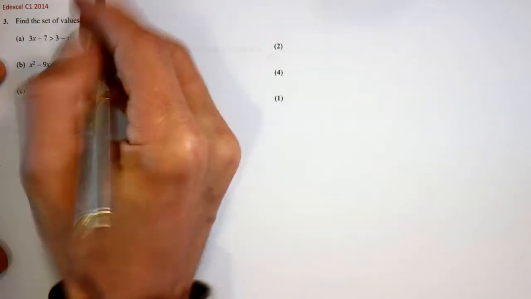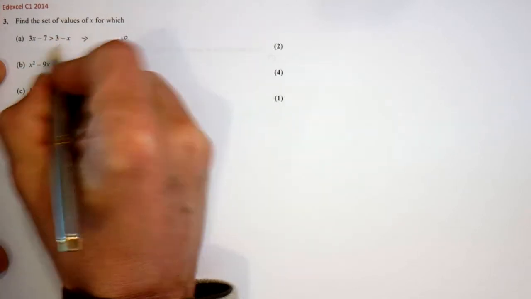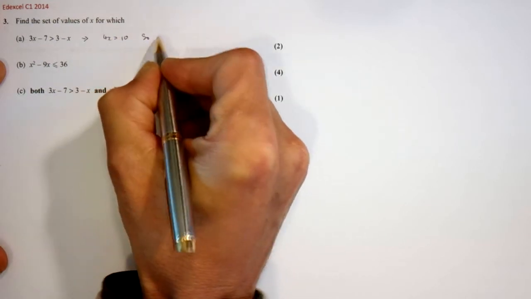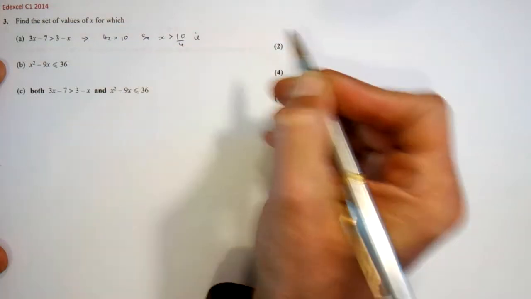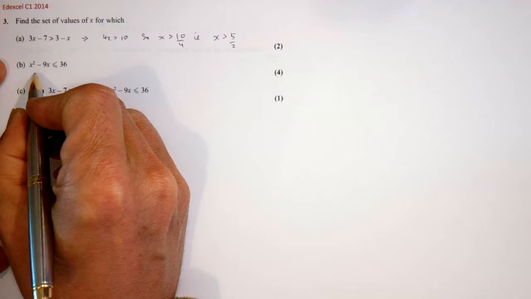So this one becomes, add the 7 over becomes 10, add the x over becomes 4x, is bigger than 10, so x is bigger than 10 over 4, i.e. x is bigger than 5 over 2.